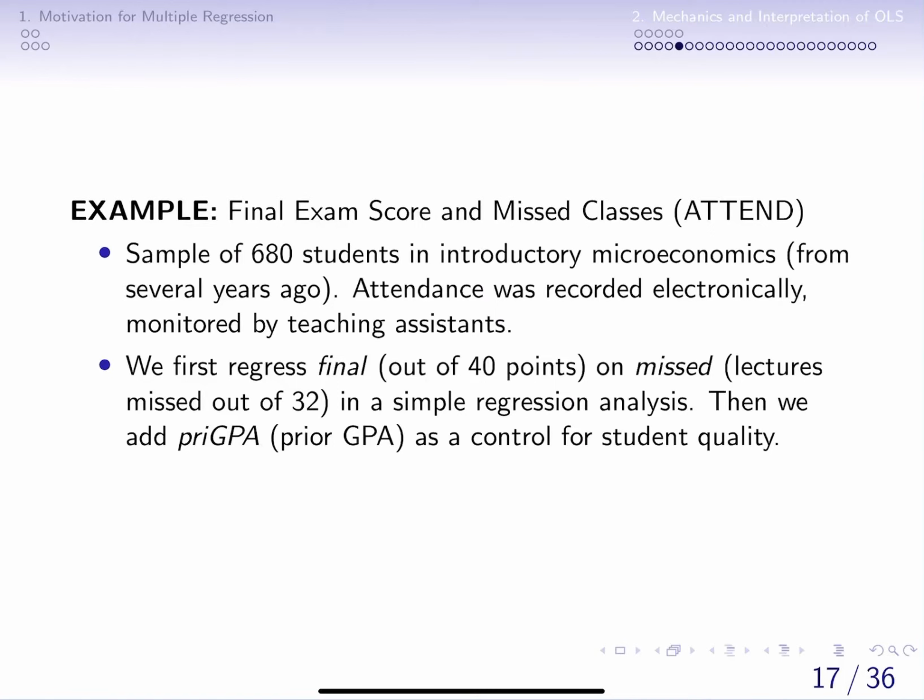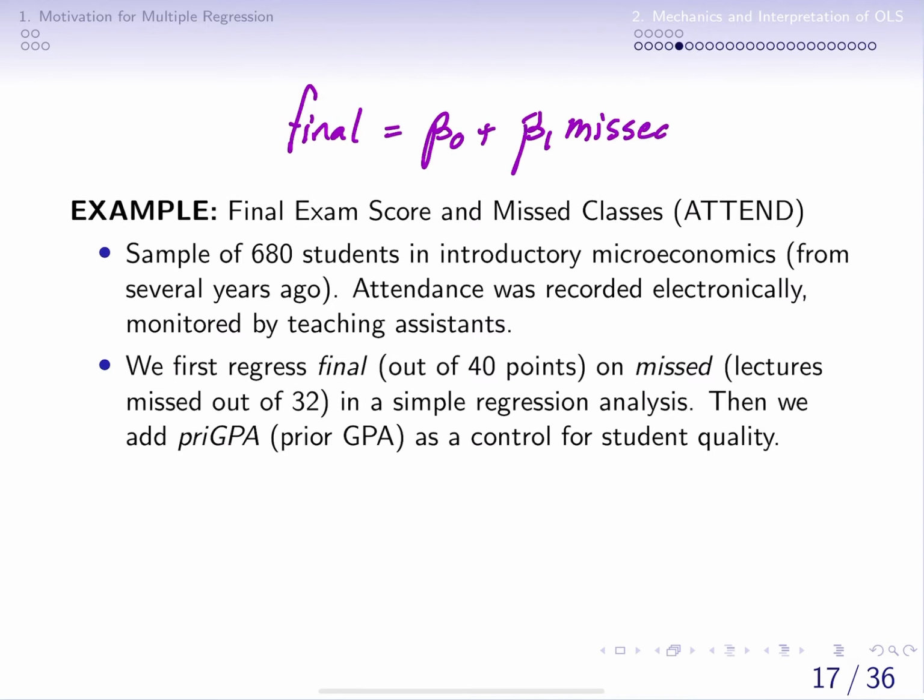In this video, we'll see how simple linear regression might not work and multiple linear regression actually might be better. So let's go back to our regression of final exam score on missed classes. So we were saying that we can explain the final exam score based on missed lectures and perhaps some other variables, right? So let's see what happens if we only estimate this regression with one explanatory variable.